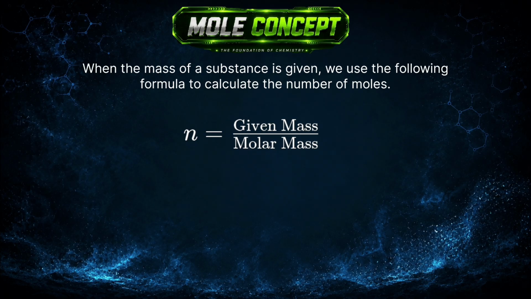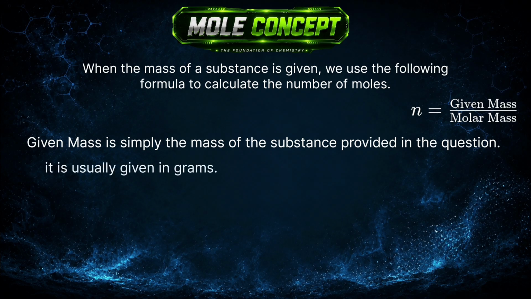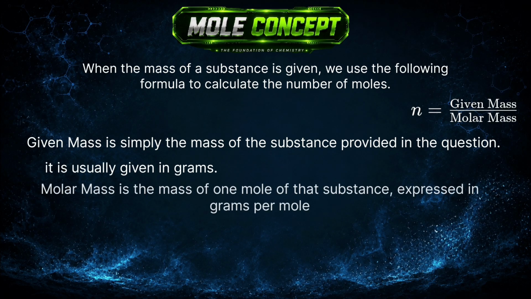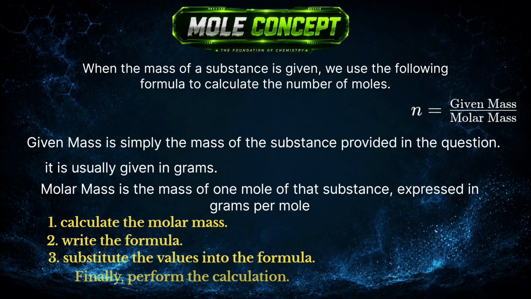Let's understand each part of this formula. Given mass is simply the mass of the substance provided in the question, and it is usually given in grams. Molar mass is the mass of 1 mole of that substance, expressed in grams per mole. So, whenever a question gives you the mass of a substance, follow these steps. First, calculate the molar mass. Second, write the formula. Third, substitute the values into the formula. Finally, perform the calculation. That's it.